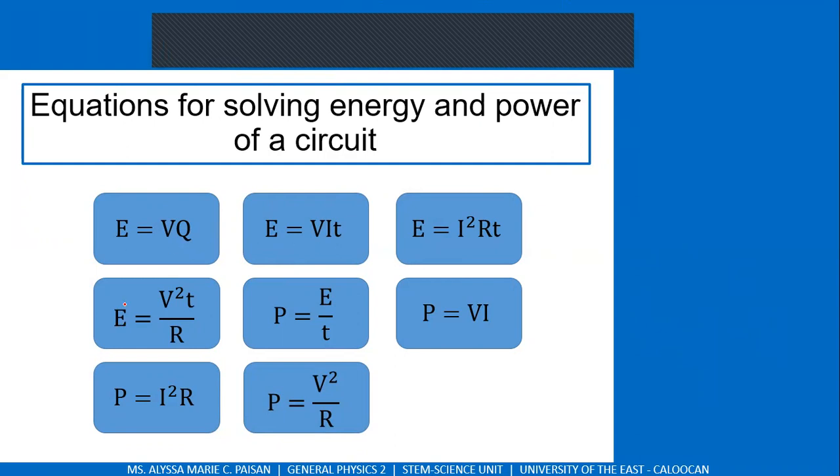Okay, so for energy, we have 1, 2, 3, 4. We have 4 equations. First, in terms of voltage and charge, and then we have in terms of voltage, we know that Q is I times T. Sinubstitute lang siya dito, kaya naging E is equal to V times IT. And then we also have I squared times RT. And then we have this. Basta ayan, lahat sila. Depende sa kung anong given, saka ka mamimili kung ano yung gagamitin mo dyan sa kanila. Okay?